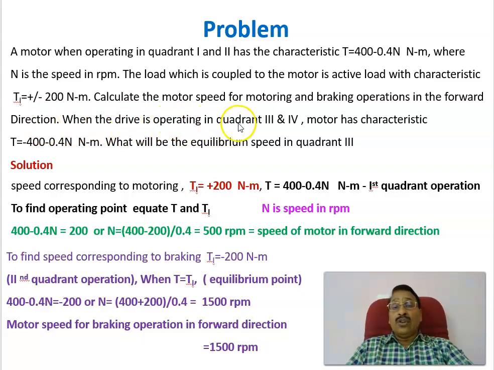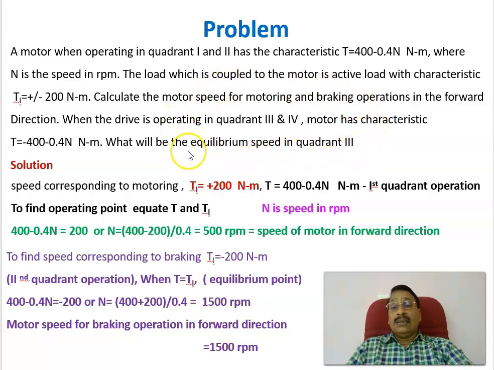When the drive is operating in the first and second quadrants, the second part of the question is: when the drive is operating in the third and fourth quadrants, the motor has a characteristic T equal to minus 400 minus 0.4 N Newton meter. What will be the equilibrium point in quadrant 3?